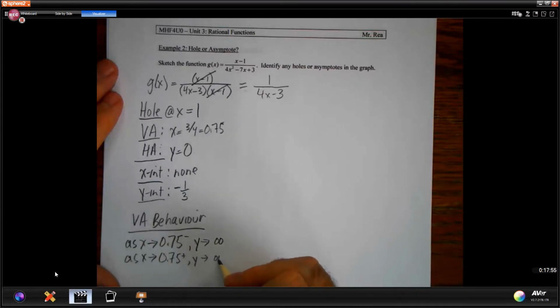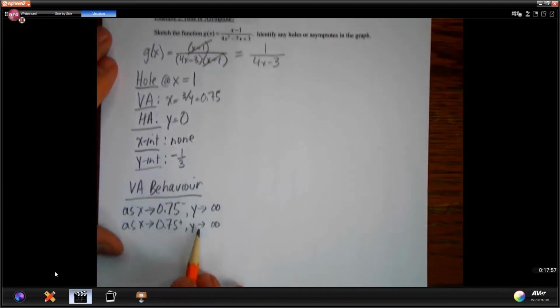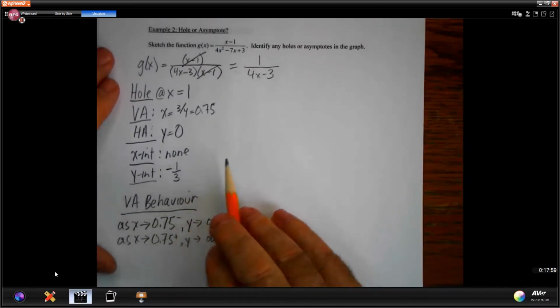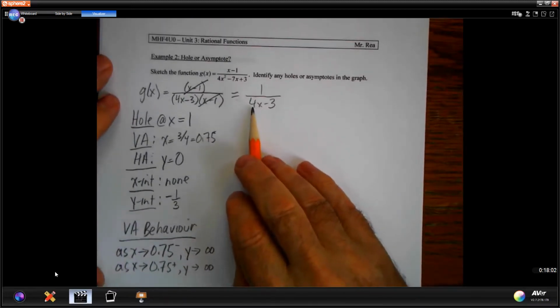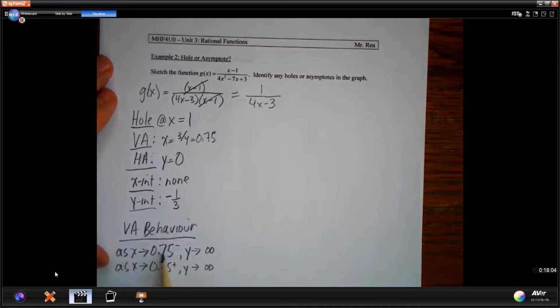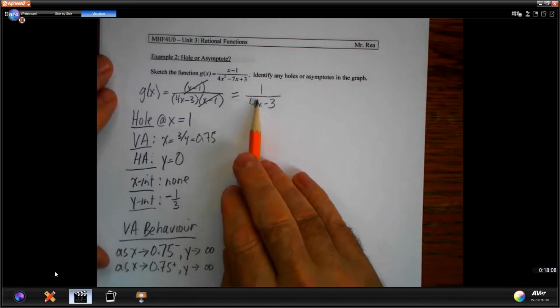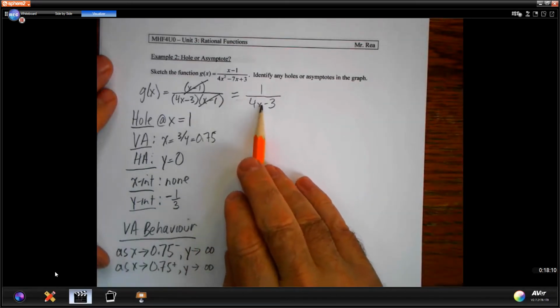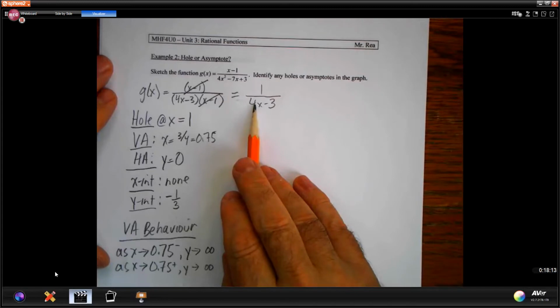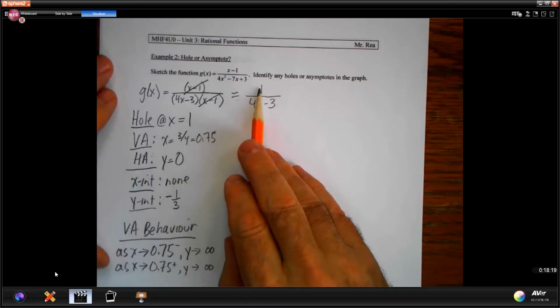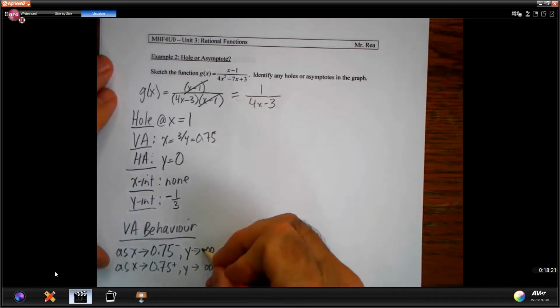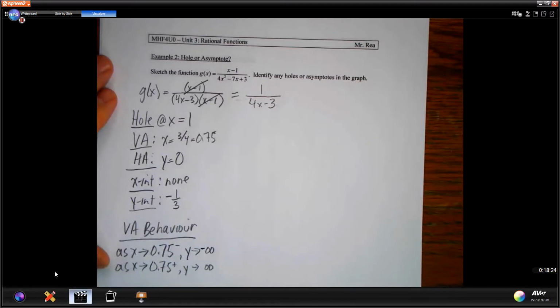And now we just determine the sign of these infinities. So now we go back to our equation here. If I'm approaching from the left, that would be like 0.74. If I plug in 0.74 here, I'm going to get something less than 3, something like 2.9-something. So 2.9 minus 3 will result in a negative. I have a positive here, so positive over negative is negative. That means I have a negative infinity that I'm veering off to.